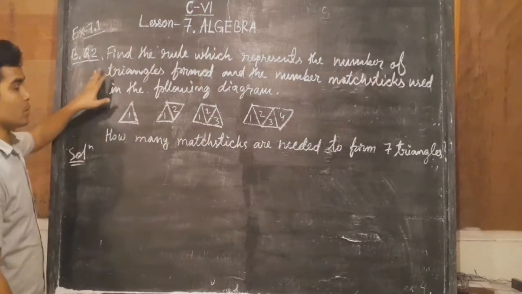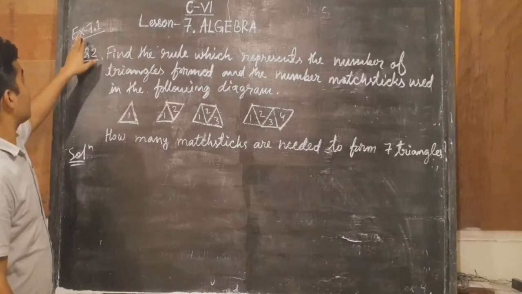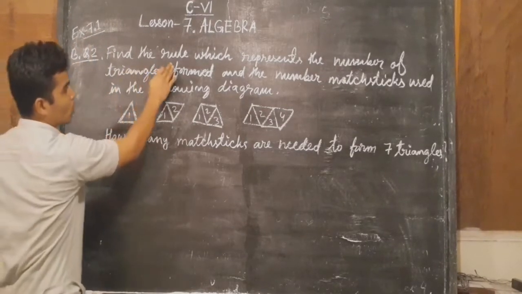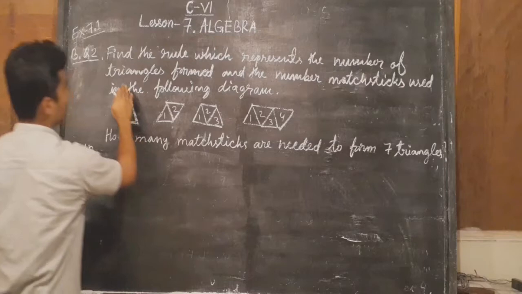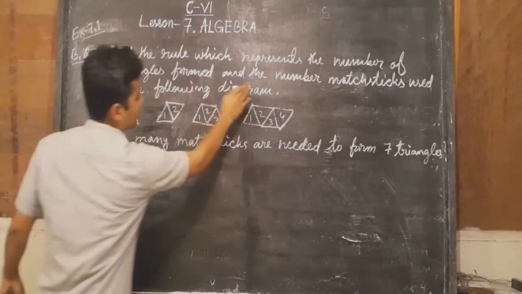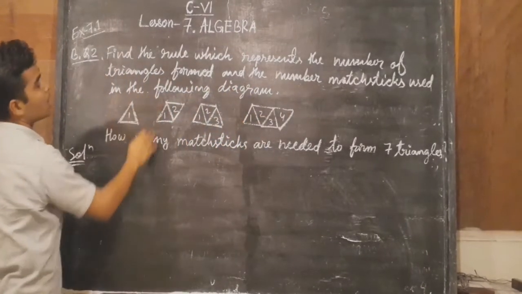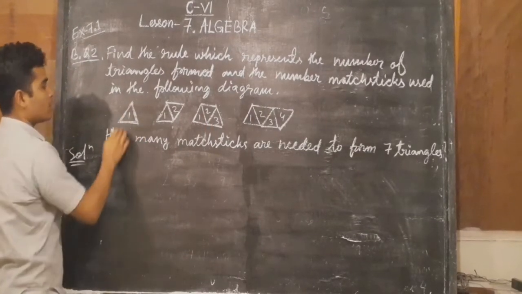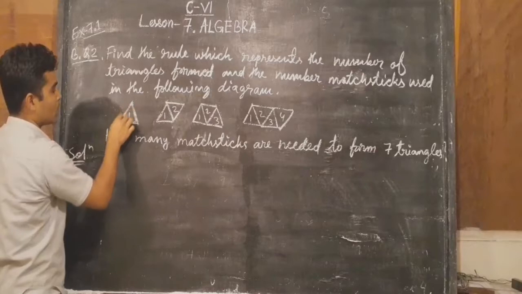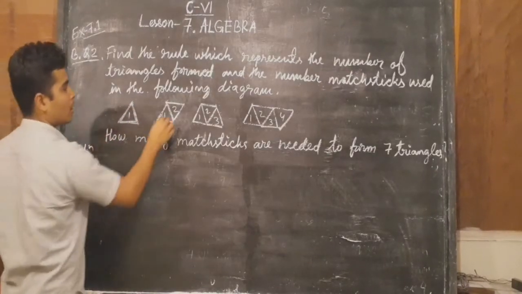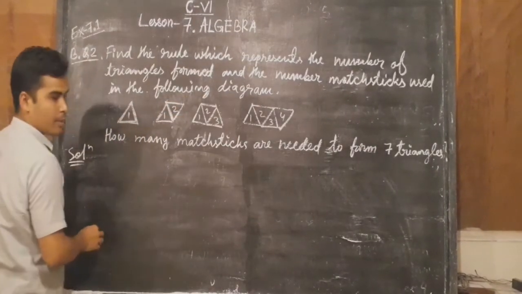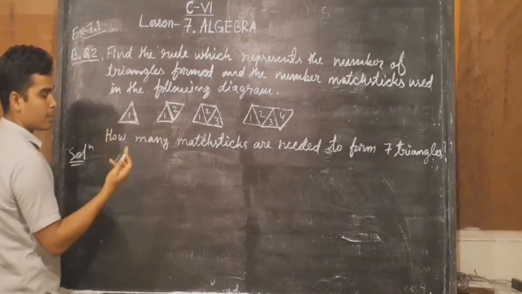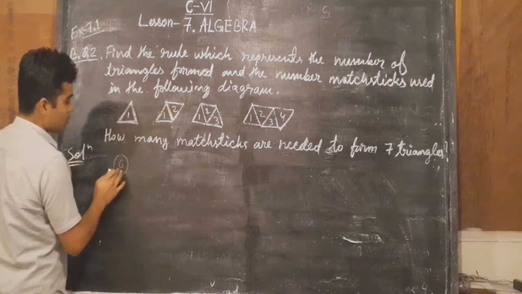Now I will solve this question from exercise 7.1 B, question number 2. Find a rule which represents the number of triangles formed and the number of matchsticks used in the following diagram. These diagrams are made of matchsticks. For one triangle we need 3 matchsticks, and for 2 triangles how many matchsticks do we need? We need 6 matchsticks. If one triangle needs 3 matchsticks, then 2 triangles must need 6 matchsticks.